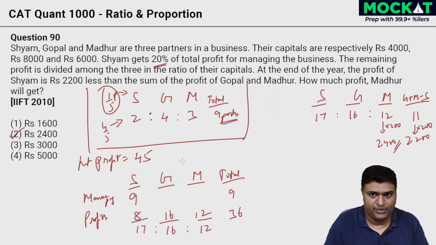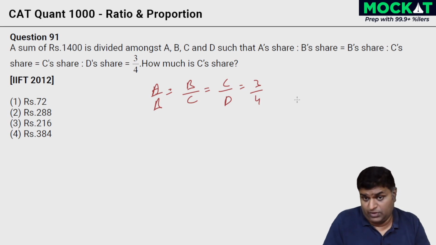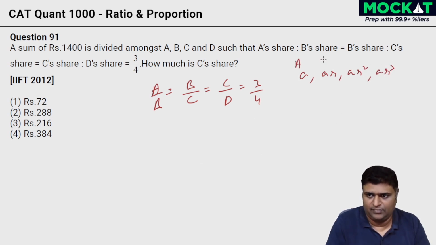Another one of those questions where we don't use a variable, just work with ratios, plain simple, and get the answer. A sum of rupees 1400 is divided amongst A, B, C, and D, such that A's share is to B's share, A by B, equals B's share is to C's share, B by C. This is like continued proportion, right? Continued proportion, we've seen that. And what do we know in continued proportion? If A, B, C, D are in continued proportion, then they are nothing but in geometric progression, right? Geometric progression means A, AR, AR square, AR cube, right? These can be your A, B, C, and D.